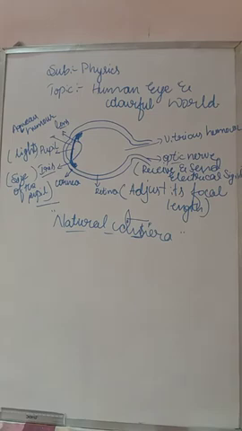So what we are seeing, the images and everything, will be stored in our brain. That's why the human eye acts as a natural camera. Let us see how the image is captured by the human eye, or how the human eye acts as a camera. First, the lens of the eye forms an image on the retina.